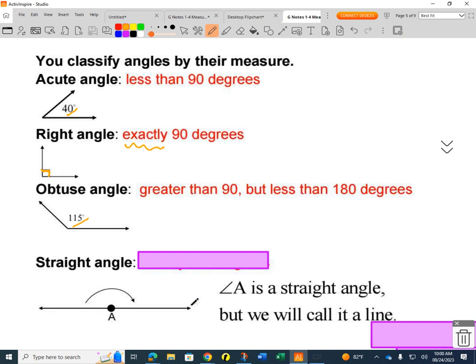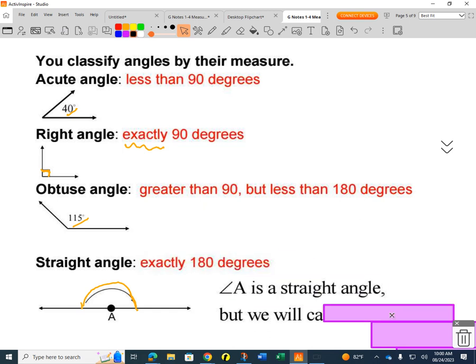And a straight angle, it's just a line, but a straight angle, if you'll notice here, a semicircle. If we go from any one point on the line in an arc to another point, what we've got is a semicircle. A semicircle, half a circle, has 180 degrees. So it's exactly 180 degrees. We won't typically call that a straight angle, we'll call it a line. But you might see that in some other resource or on the EOC, and you'll have to know that a straight angle is a line. Any questions?